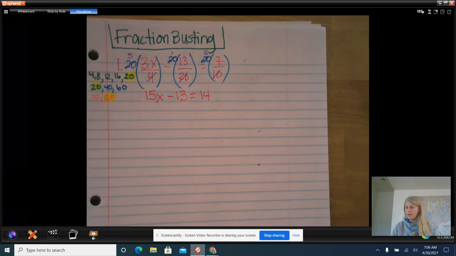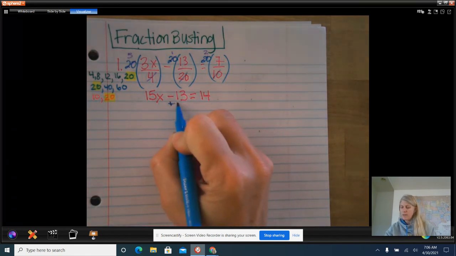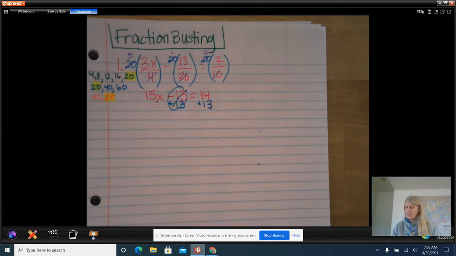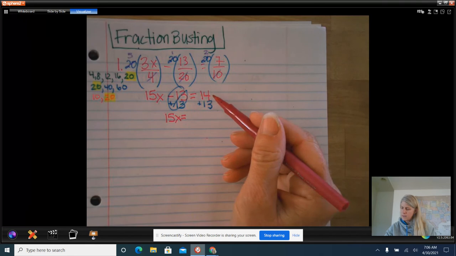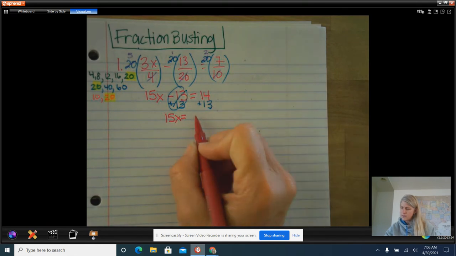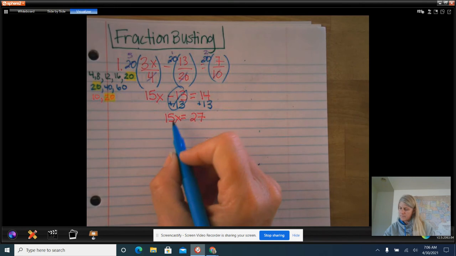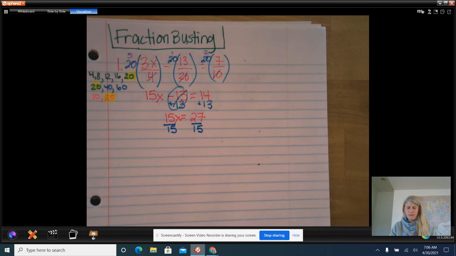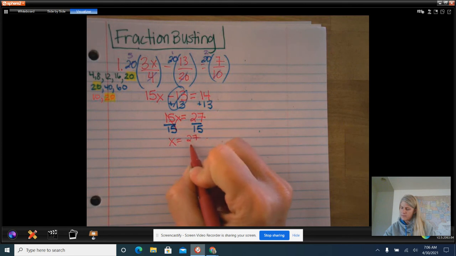Now that we have this, we're ready to solve normally with our 2-step equation. So we're going to get rid of that negative 13 by doing the opposite operation, which is adding 13. That leaves us with 15x is equal to 14 plus 13, which is 27. Then we're going to divide both sides by 15. This cancels out, and x is equal to 27/15.